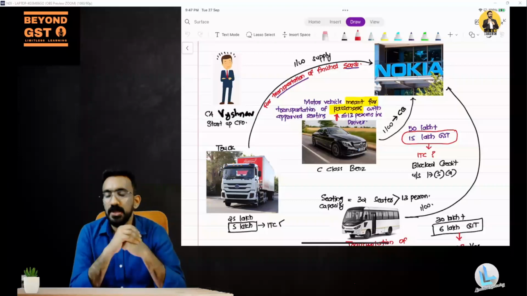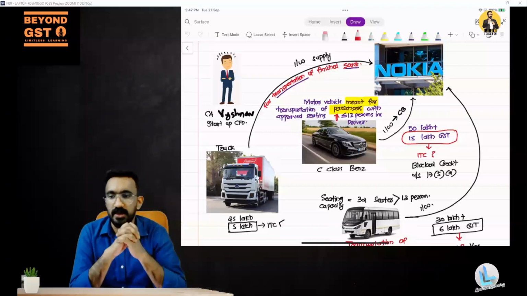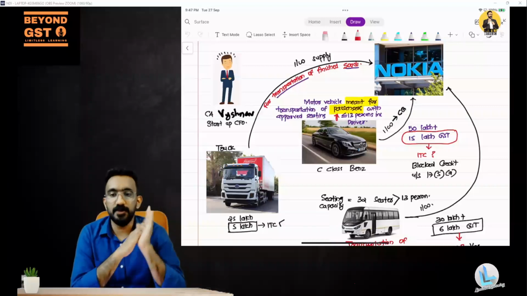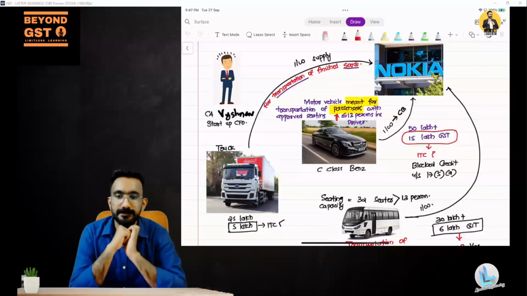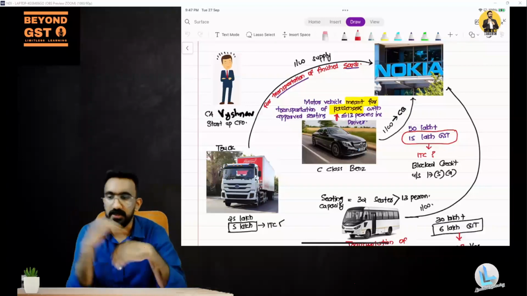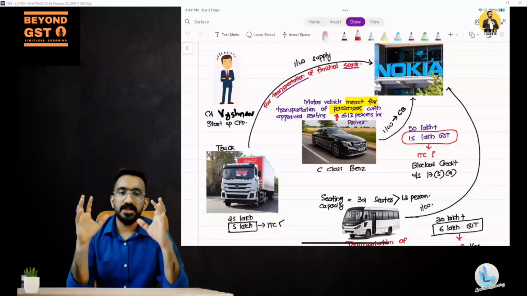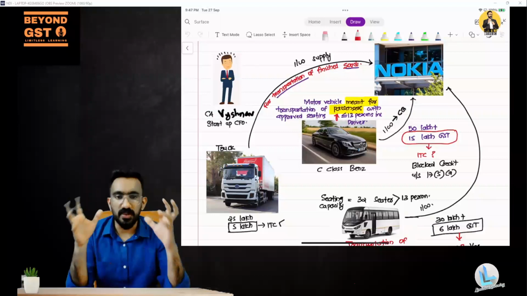It's an asset. So in GST, when you purchase an asset and you capitalize it, what is it called? What kind of inward supply will that be? You have 3 types of inward supply. I started with that discussion in the beginning. It's called inward supply of capital goods. So the purchase of the C-class Benz by Nokia will be treated as inward supply of capital goods.